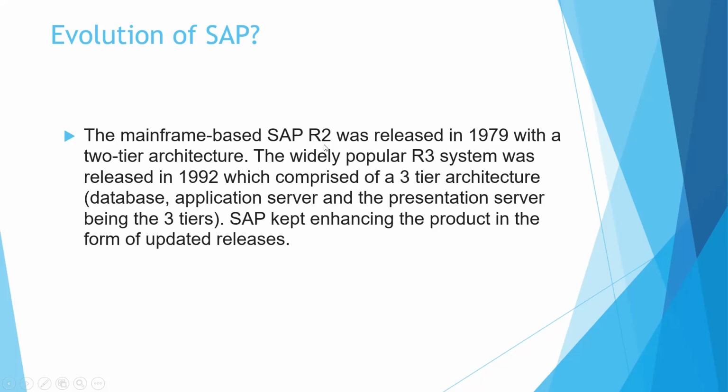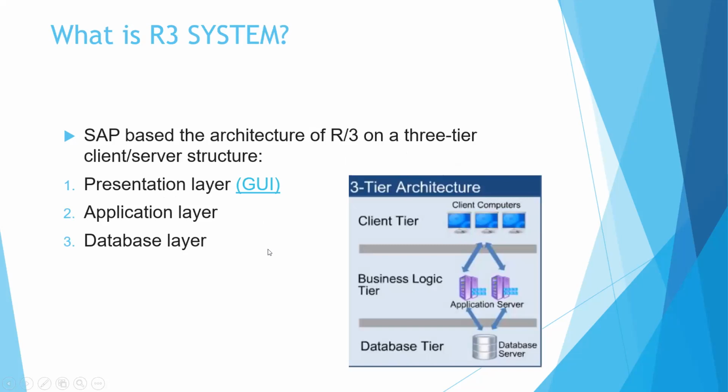SAP R2 was released in 1979. As I said, it became popular by 1992. Initially the technical architecture, meaning how the software is developed, was R2, and after that it became R3. Now we are learning the software with R3 only. R3 means 3-tier architecture: database, application server, and presentation server are the 3 layers. I will show you what these 3 layers are, don't worry about that.